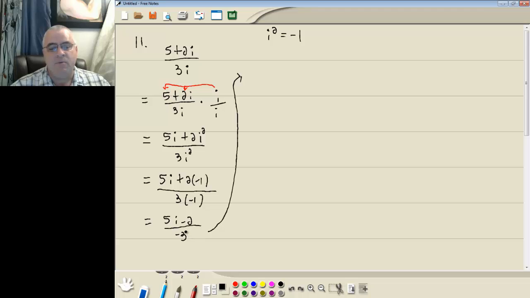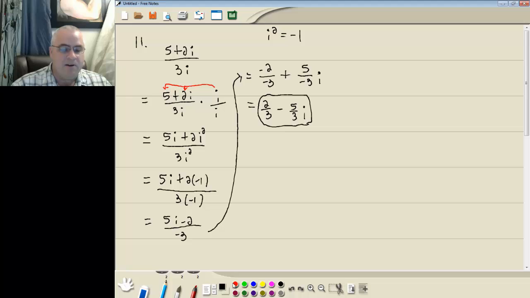Standard form says that you want the real part separate from the imaginary. So I'm going to put the real part over the denominator. So I got negative 2 over negative 3. And I'm going to put the imaginary part over the denominator. So we got 5 over negative 3 with an i to the side. Well, negative becomes positive, so that's 2/3. And I'll put this negative out in front. So 2/3 minus 5/3 i.